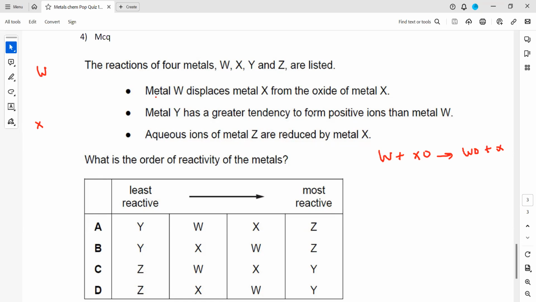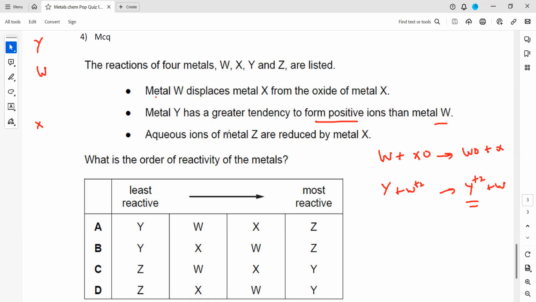Metal Y has a greater tendency to form a positive ion than metal W. Because of the greater tendency to form a positive ion, or easily lose electrons, it is more reactive. The idea is that if Y is reacting with W ion, it will form Y ion and W metal. The one which exists as an ion is more reactive because it has a greater tendency. So Y is more reactive than W.